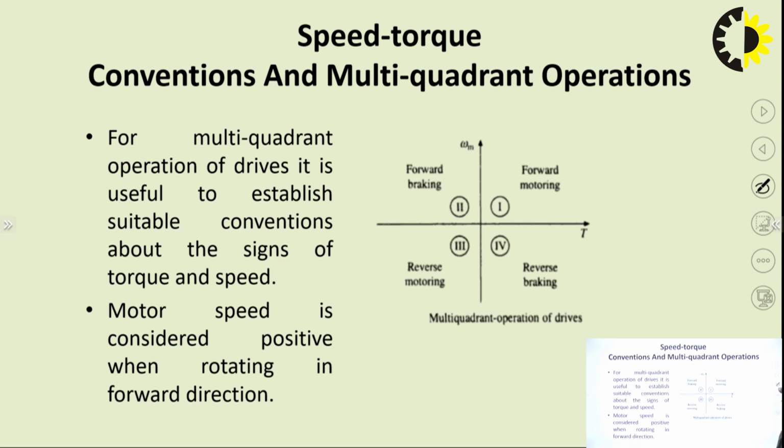Now let us see speed torque convention and multi-quadrant operation. It is very important to understand the application of the lift, or the application of the drive along with the motors. If I say drive, it means it contains all the power electronic components. There is some source, then some power electronic component known as the modulator, and then the motor. So this is the power modulator, this is the source, this is the motor.